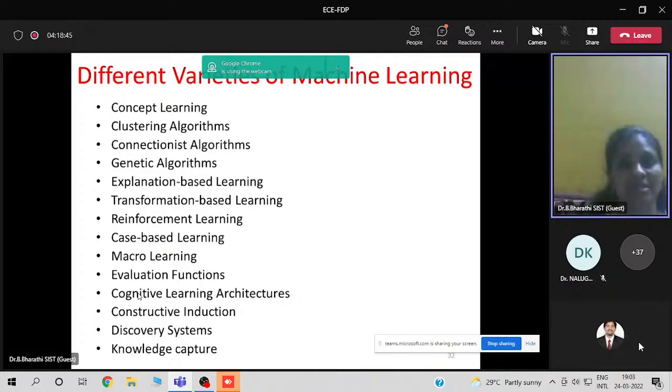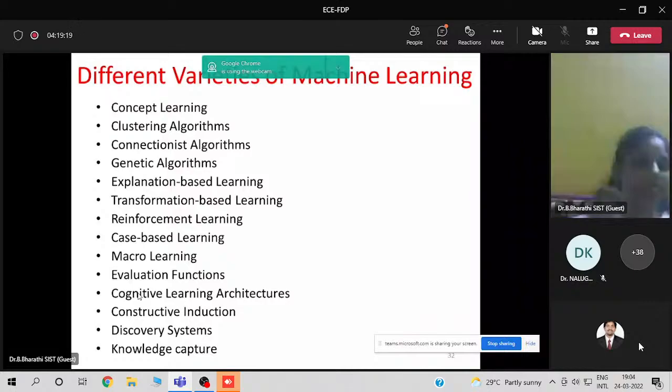Some places we call this concept learning. People working in the fashion industry and media industry call this concept learning. People working in computer science call this clustering algorithms, genetic algorithms. People working in bioinformatics call this genetic algorithms, explanation-based algorithms, cognitive learning architectures. People working in mechanical call this transformation-based learning, explanation-based learning. So all these are different terms for the same picture, the same knowledge. Finally, at the end of the day, we are talking about machine learning. Whatever terminology we use, we are only talking about one particular dimension of machine learning.